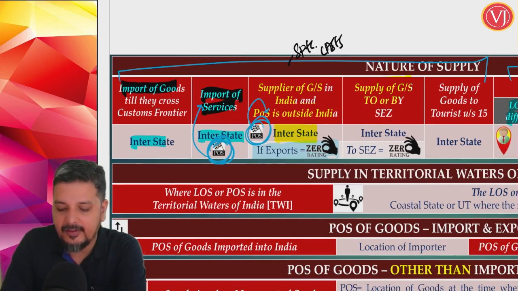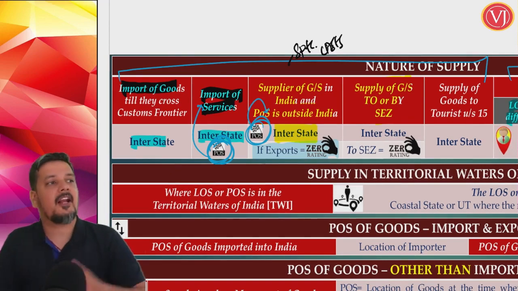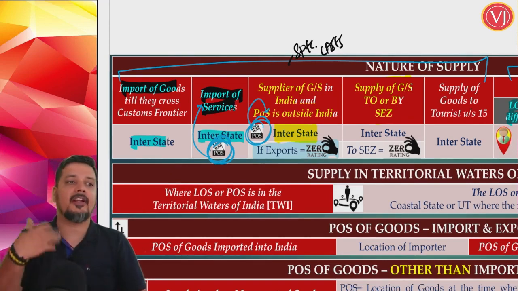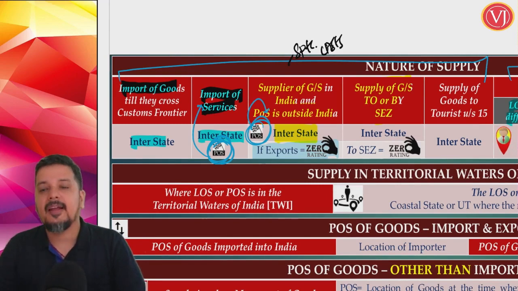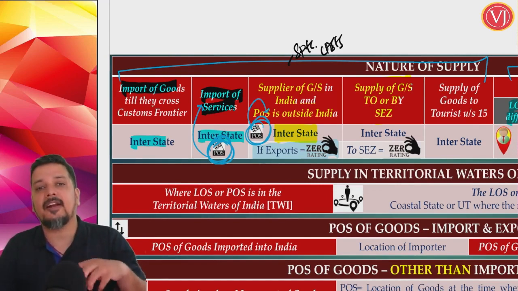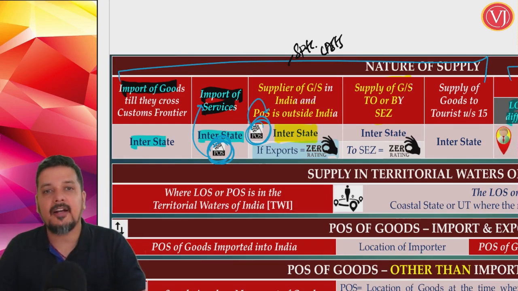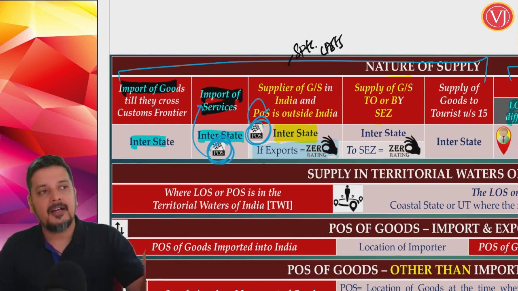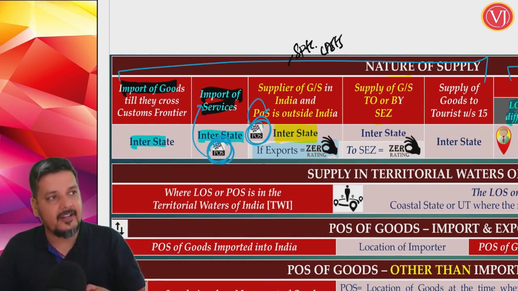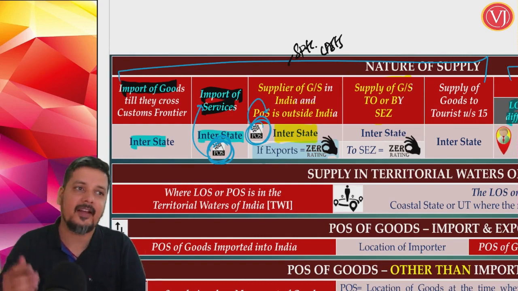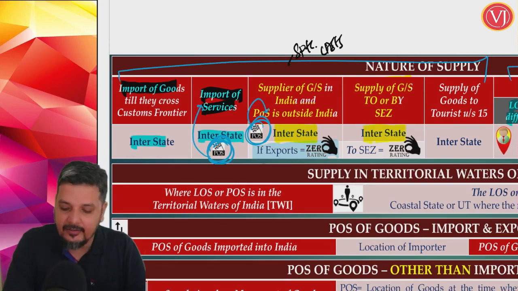Right. Now, another special point. Supply by SEZ or supply to SEZ. Whether I am purchasing from a special economic zone or selling to a special economic zone, SEZ is always treated like foreign territory within India. Purchase from SEZ, interstate, IGST. Selling to SEZ, interstate, IGST. It is always interstate.